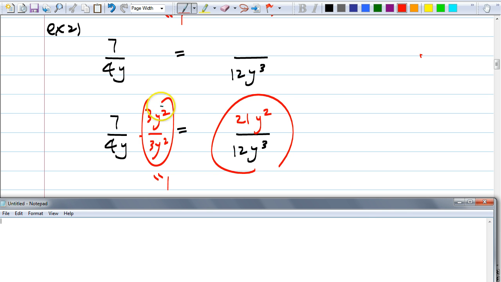Look, you see how I wrote 3y over 3y? 3y squared over 3y squared is really 1, right? That's important because you're multiplying that number by 1. It does not change its value.